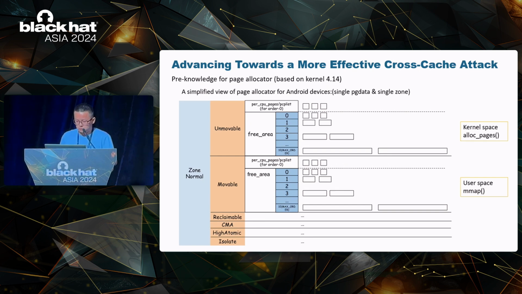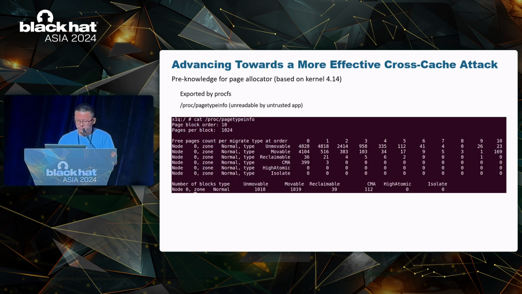Normally, kernel space would allocate pages from unmovable free area by API alloc_pages, while user space would allocate pages from movable free area by mmap. Some information of page allocator is exported to user space through procfs. For example, by reading the file pagetypeinfo, we can get detailed information about the number of pages in the free area. However, this pagetypeinfo file is unreadable by untrusted apps.